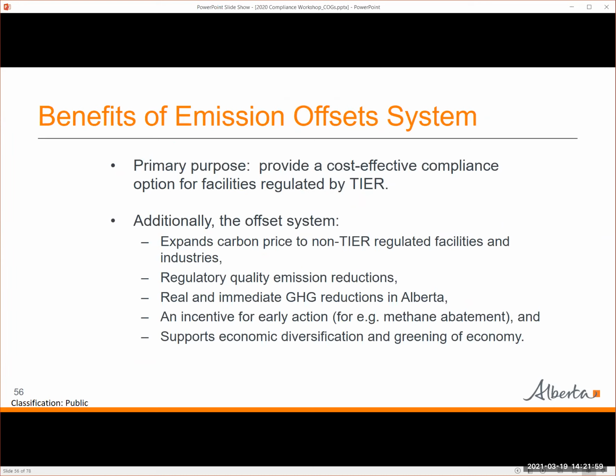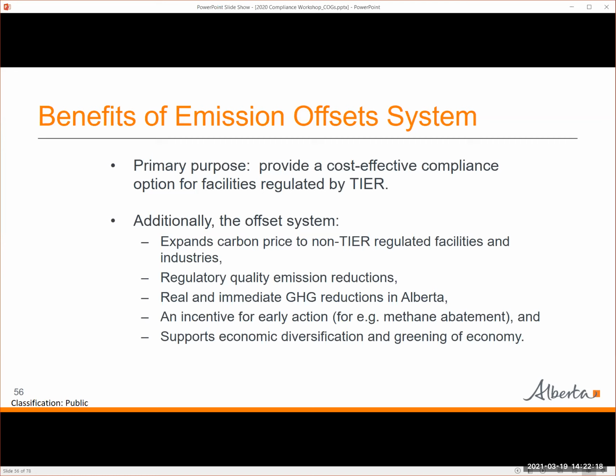Okay, so yeah, I just wanted to provide some context to all of you about the Alberta emission offset system, and also to identify that there might still be opportunities for some of your facilities to participate in the program as well.